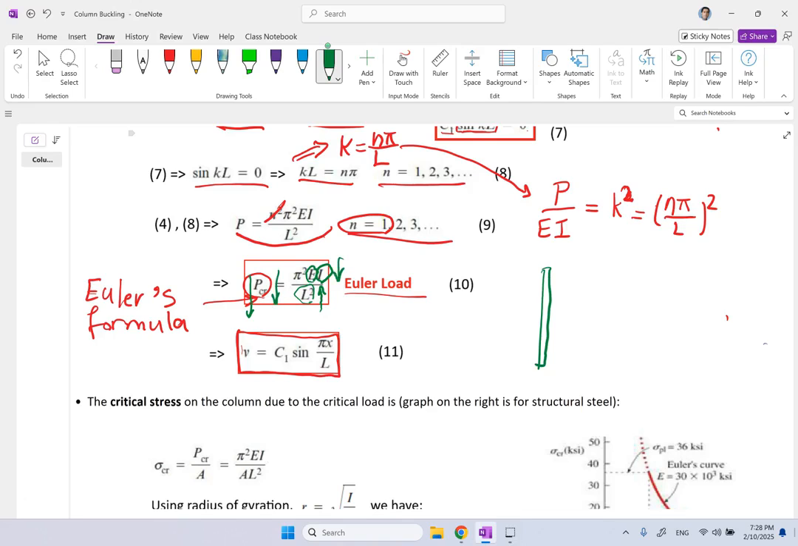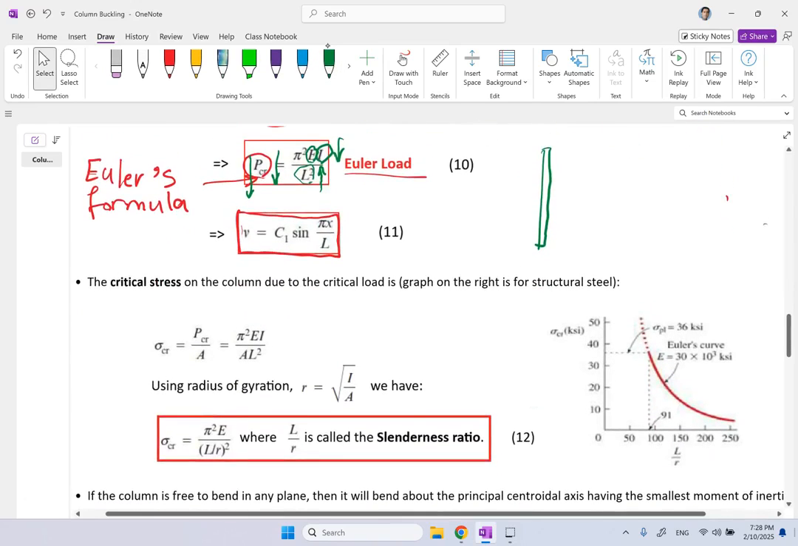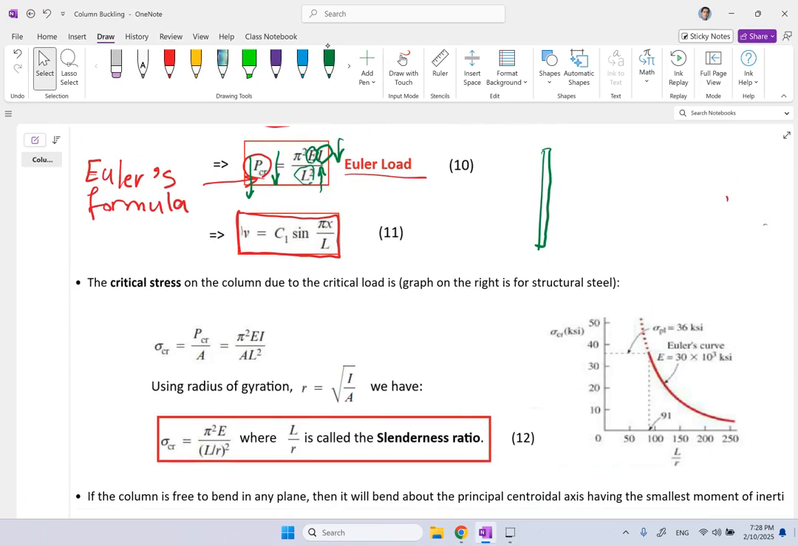So if the column is very slender and very tall, this load is going to be very, very small. You can easily bend it and buckle it. Now that we saw the important formula, pi squared EI over L squared, one other thing we have to pay attention to is the stress due to this critical load.